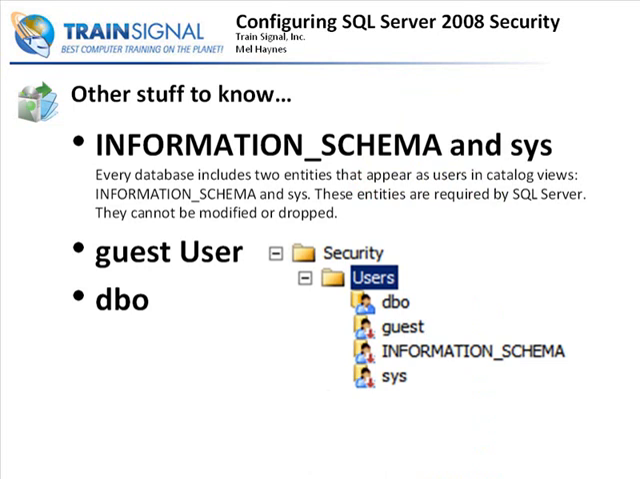And then there's the information underscore schema and the sys, which is kind of a schema as well. You'll notice many of your system objects, such as your built-in views and some of your stored procedures that are built in, will have an owner or a schema of information underscore schema or simply sys. Those are also required by SQL Server. They can't be modified. You can't drop them. You can't make any changes to them. But you can use them.